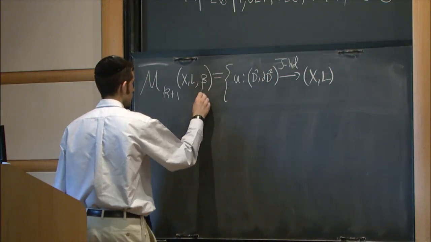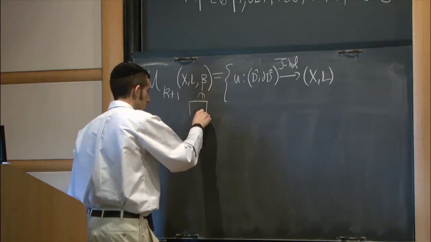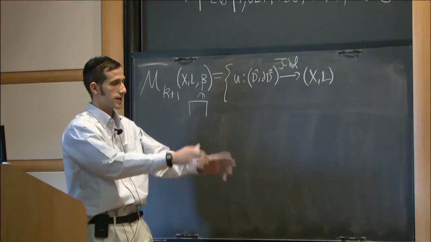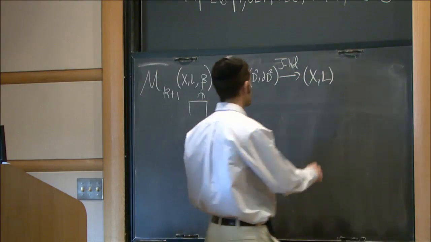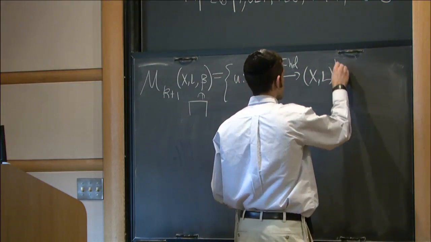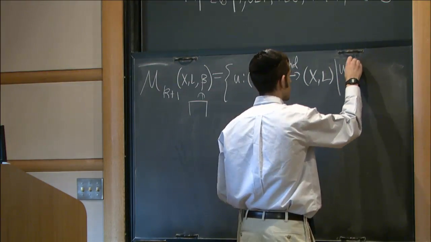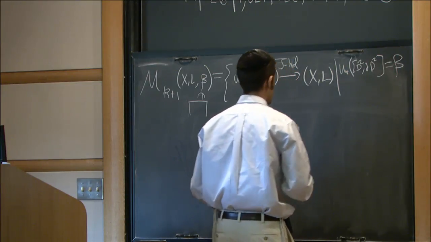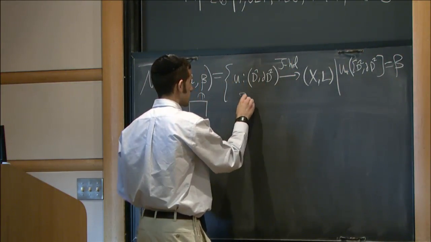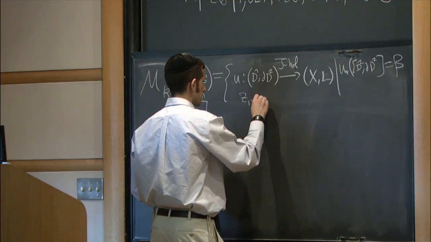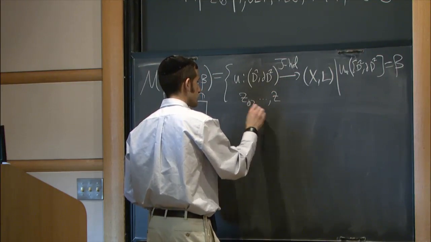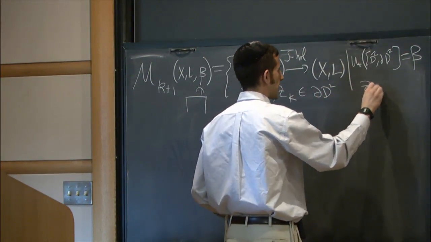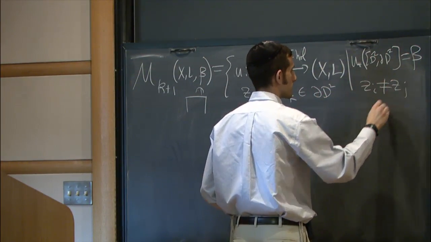So beta here is in pi. So I can talk about just the class being in pi. Just take the equivalence class under the quotient map, and so U star of the fundamental class of the disk is equal to beta. And then we also need to have Z0 to Zk. They have to be in the boundary of the disk, and then they have to be pairwise disjoint.